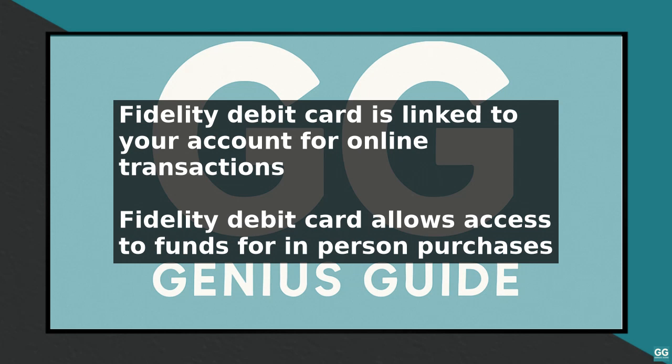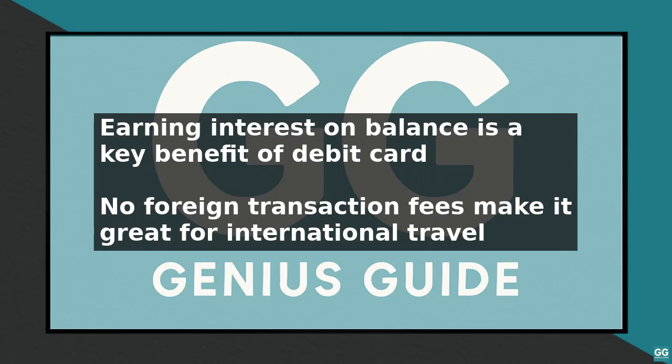To get started, you will need to apply for a Fidelity debit card through the Fidelity website or mobile app. Once you have received your debit card, you will need to activate it by following the instructions provided. This typically involves calling a phone number or using the mobile app to verify your identity and activate the card.